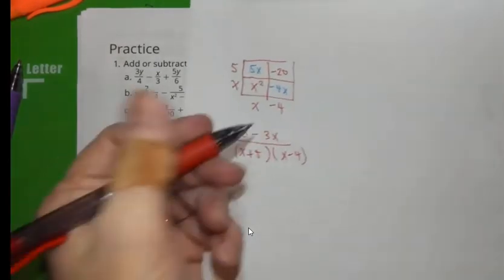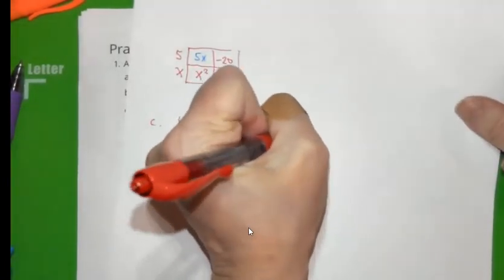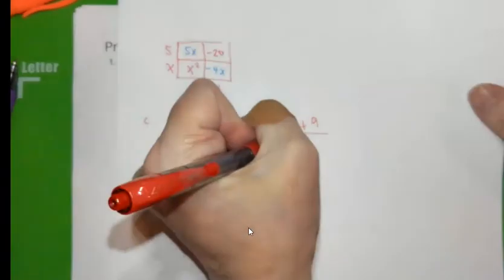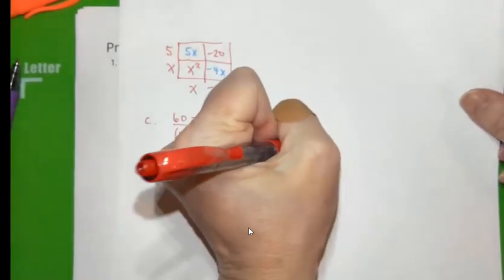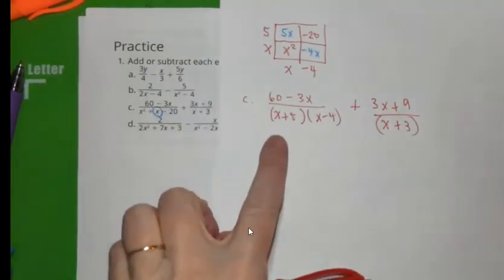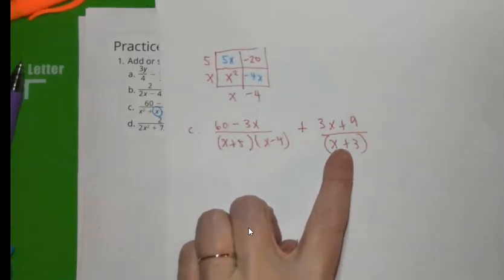Now the one on the right has a 3x plus 9. I wouldn't factor that, but I would factor, well, actually, I don't need to factor. I have an x plus 3. All right, so notice the 2 denominators are completely different. They have nothing in common.